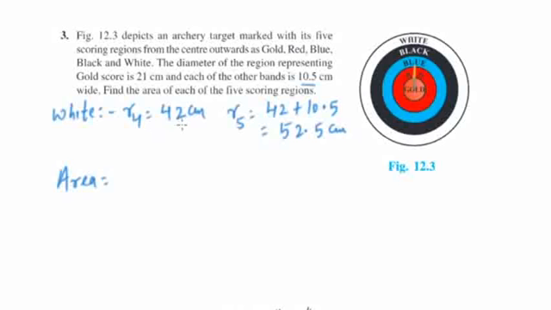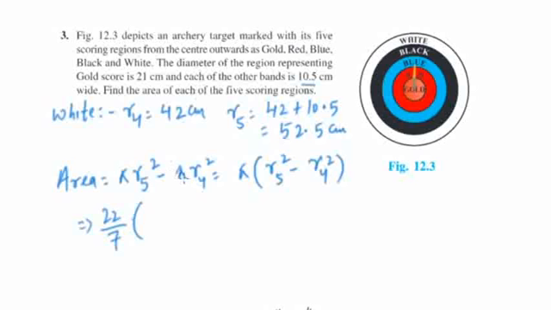Now let's find the area of the white region. We have the radius of the fourth circle, that is 42 centimeter, and we have the radius of the fifth circle, that will be 42 plus the width 10.5, which is the same as 52.5 centimeter. Now let's find the area of the white region. So that will be pi r5 square minus pi r4 square. We can take pi common. So it will be r5 square minus r4 square. We know the value of r5 and r4. So let's put it. It will be 52.5 square minus 42 square.